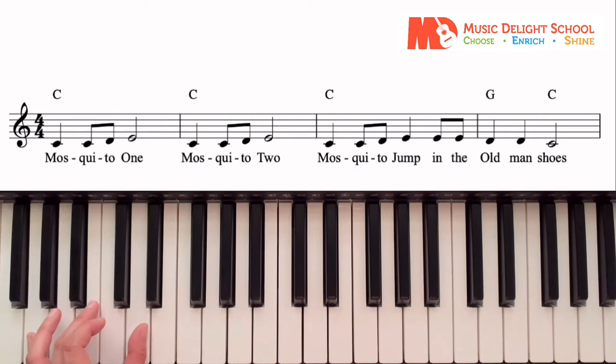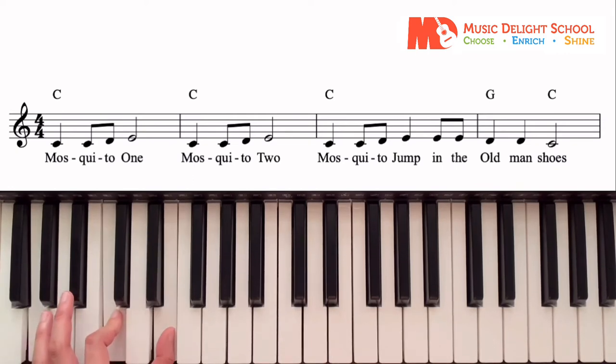5, 3, 1 to 5, 2, 1. Okay, so from G chord, shift to C chord, lift up your third finger, add second finger down, thumb moves a step to the right. So this is back to C chord.